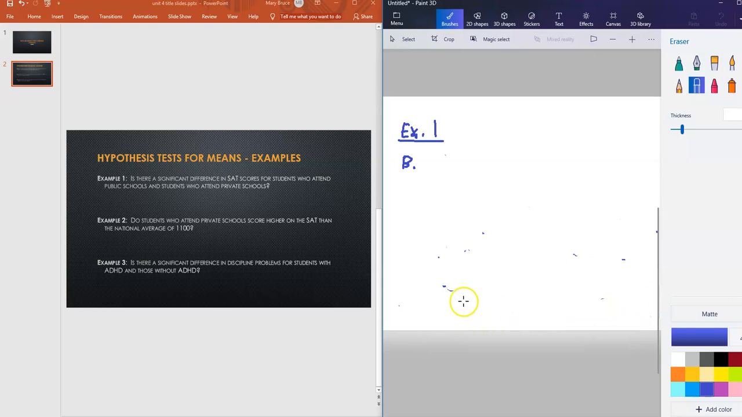So what that means is now I'm testing a specific direction. I'm going to define my mean, and notice I only have one mean this time, so I don't need a mu1 or a mu2. I only have one mean. I'm only looking at SAT scores of private school students. So I define my mu to be the mean SAT score of private school students.